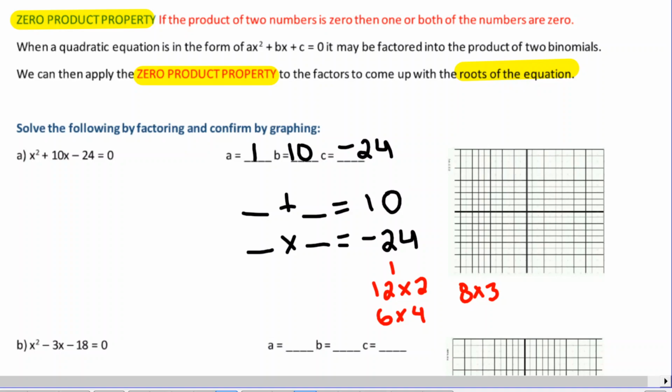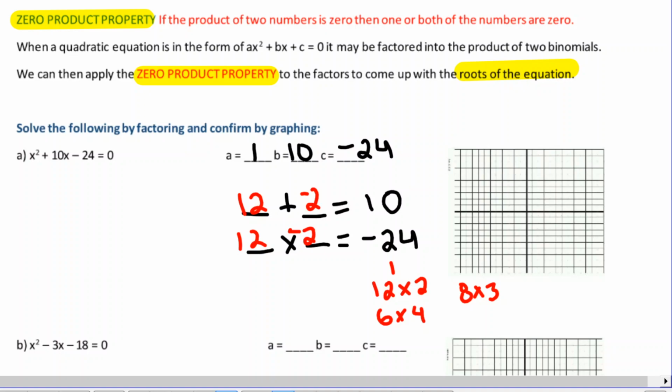Because I have a negative product, one has to be negative and one has to be positive. Well, 6 and 4 might get us to 10. 6 plus 4 is 10, but that only works if they're both positive. 8 and 3 aren't going to work because it either gives us 11 or 5. So 12 and 2 are the numbers that work here. And because I'm adding to positive 10 and multiplying to negative 24, it's that 2 that has to be negative.